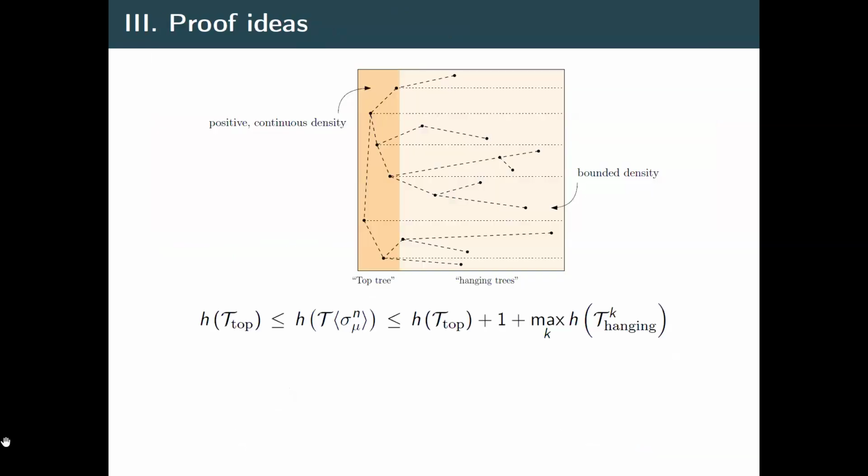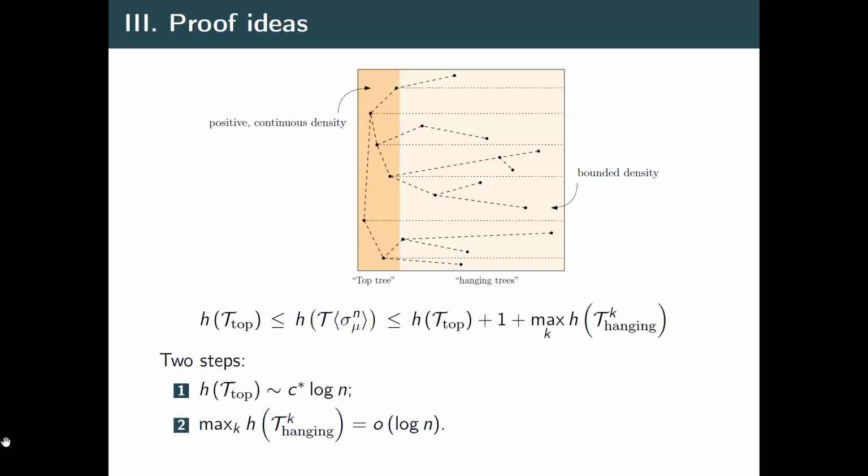Now, more precisely, why does it work? Well, as I said, the idea is to decompose the BST as a top tree on the left and a bunch of hanging trees on the right. When you do that, you can bound the height of the BST between the height of the top tree and the height of the top tree plus 1 plus the worst height of the hanging trees. So if we want to prove our theorem, we can proceed in 2 steps. The first one being to prove that the top tree has the right height, and the second one being that the hanging trees all have negligible heights.